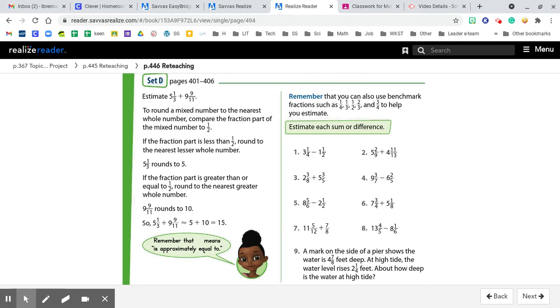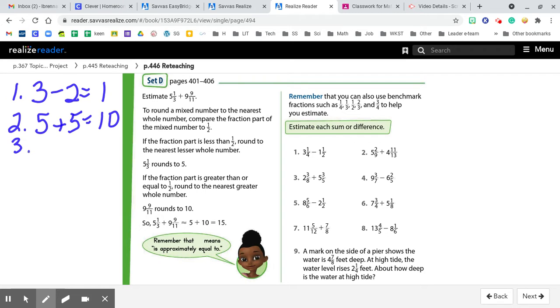Okay, now we'll be reviewing set D, G, and H for topic 7. So we're estimating, and you can still be using your benchmark fractions to help you out. So for number 1, 3 1/4 is closer to 3, and 1 1/2 is closer to 2, so we estimate that as a 1. For number 2, 5 2/9 is it closer to 5 or 6? Closer to 5. And 4 11/13 is closer to 5, so we'll estimate that to 10.